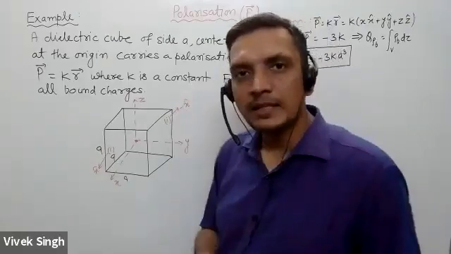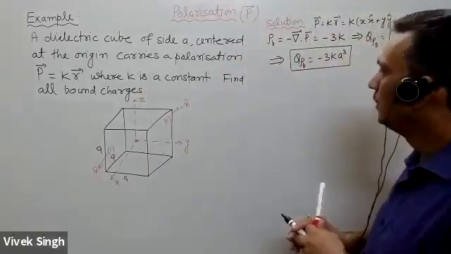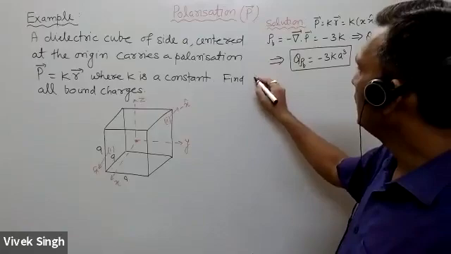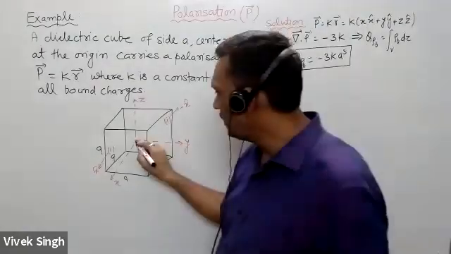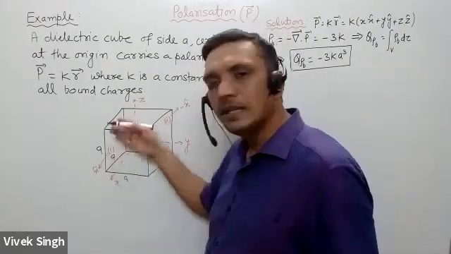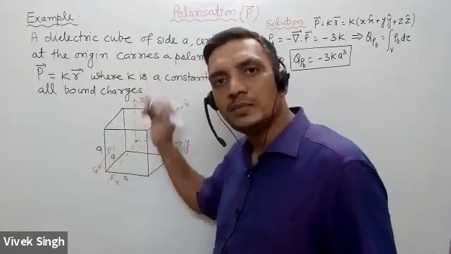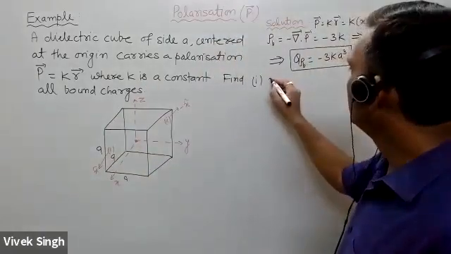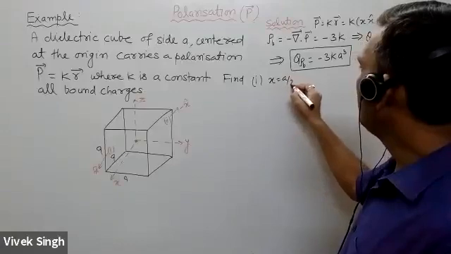So this direction is minus x cap. Surface 1 is centered at the origin. So this plane is x = a/2 and the opposite plane is x = -a/2. So this is the x = a/2 plane.